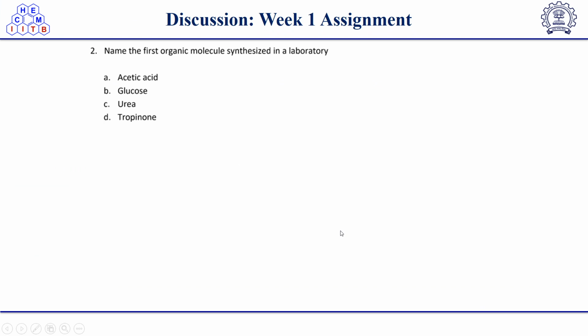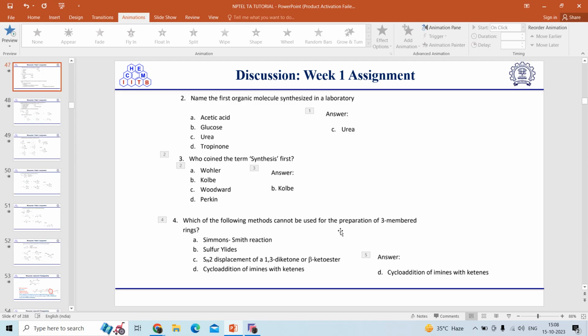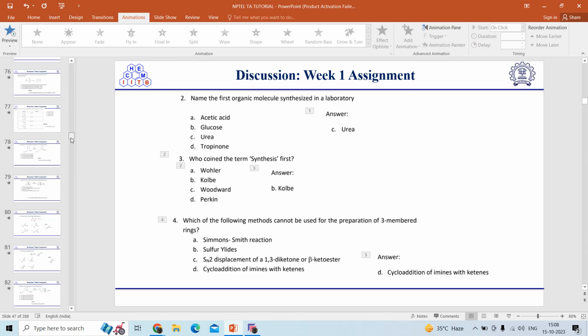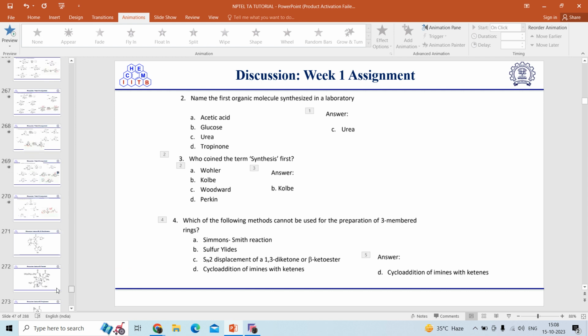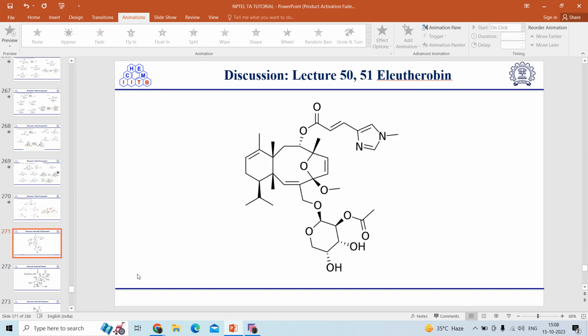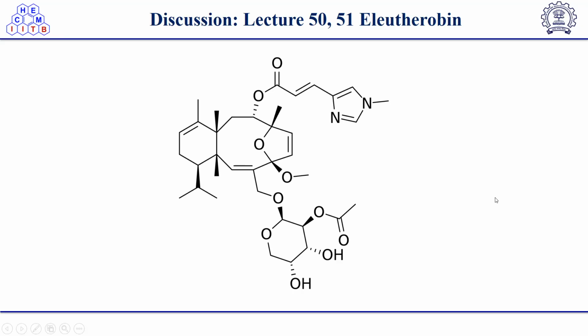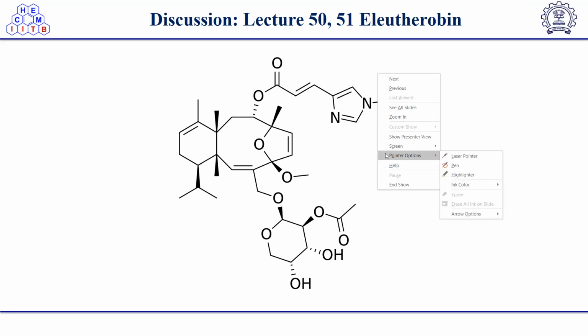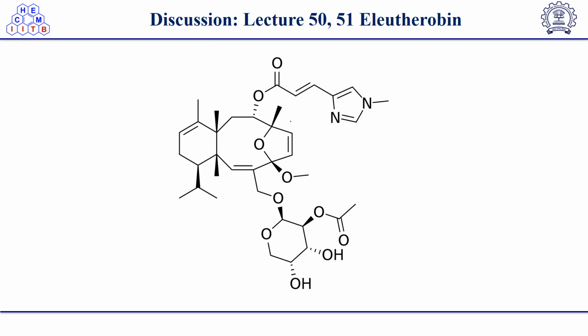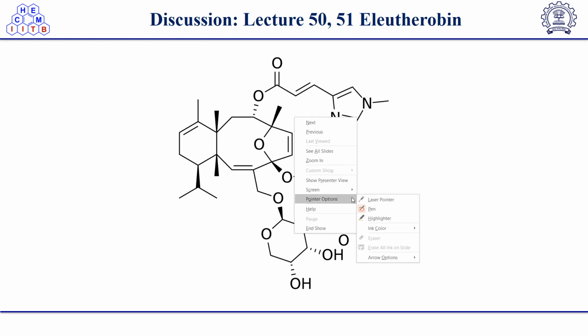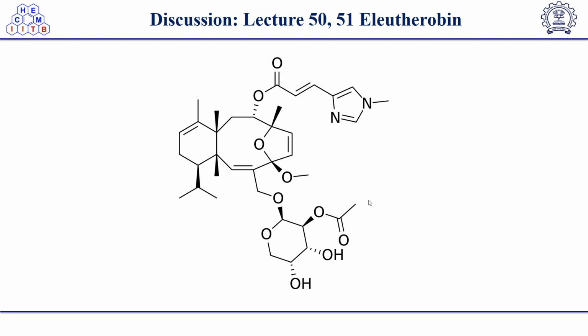So today, as planned, we will be discussing the week 12 lecture contents. We had a total of four lectures in week 12, and then we will discuss the week 11 assignment questions. So first, we can directly move on to the discussion of week 12 lecture contents. Lectures 50 and 51 were about the total synthesis of epothilone, where I think we saw a total of three total syntheses of epothilone by different groups.